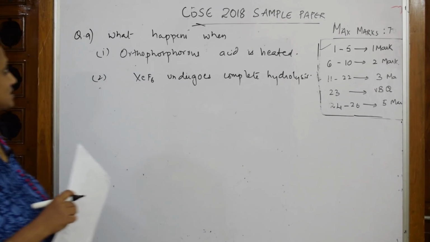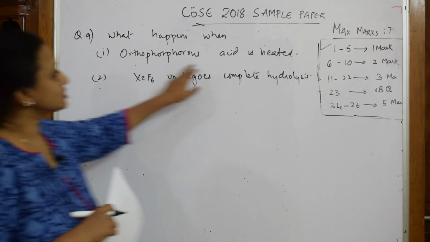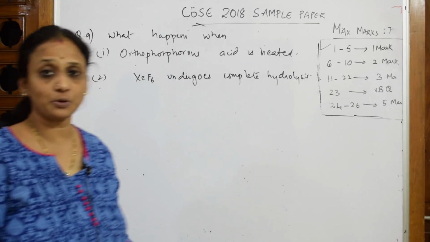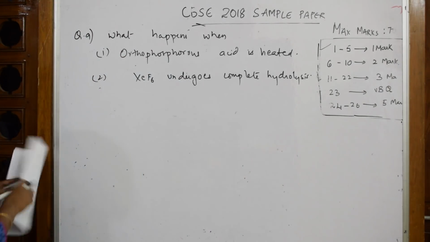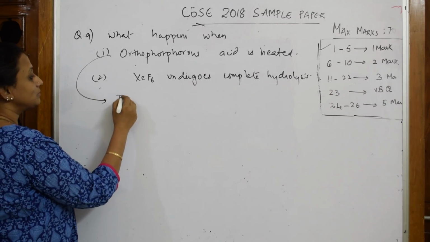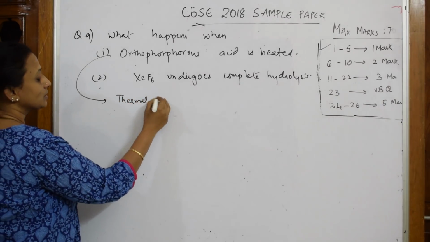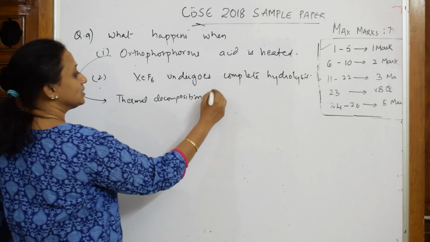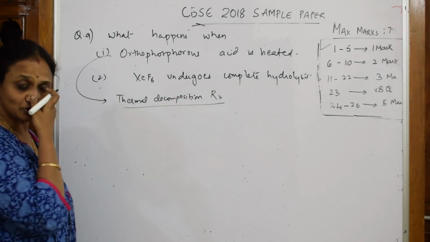So this question says, what happens when orthophosphorus acid is heated? First of all, you should know what orthophosphorus acid is, otherwise it will be a problem for you. So what do they give us? Orthophosphorus acid is heated. So this reaction is called thermal decomposition reaction. Okay, done. So we will write that.